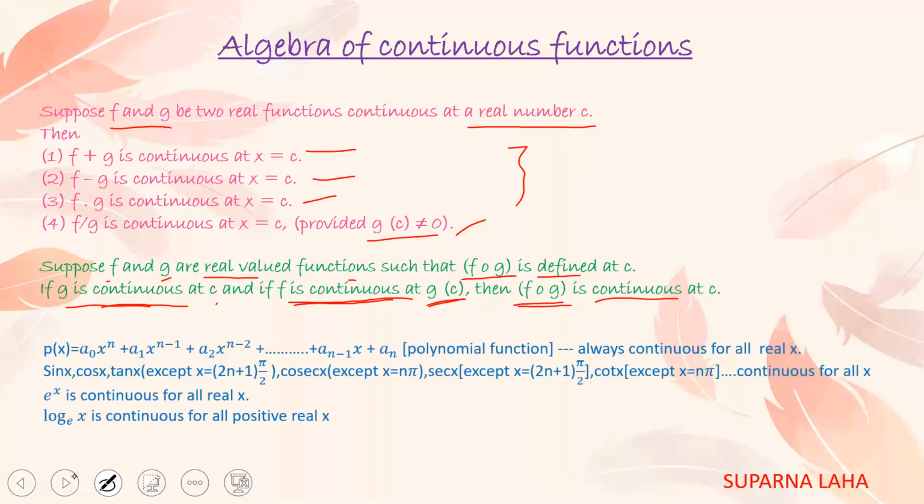Now some functions: a polynomial function is always continuous; sine, cos, tan, that is trigonometric functions, are always continuous; e to the power x, that is the exponential function, is always continuous; and log is continuous only for positive real numbers.